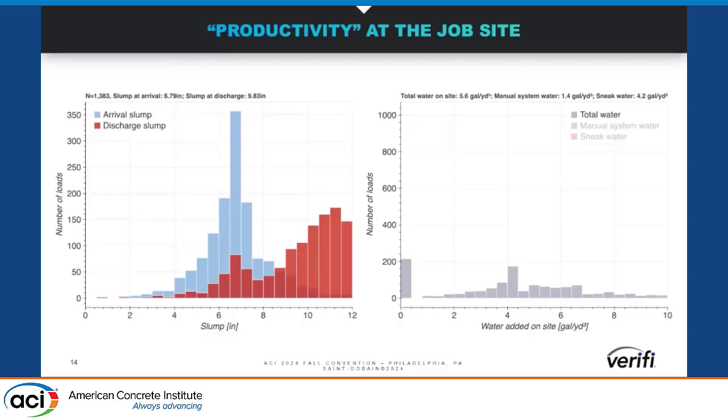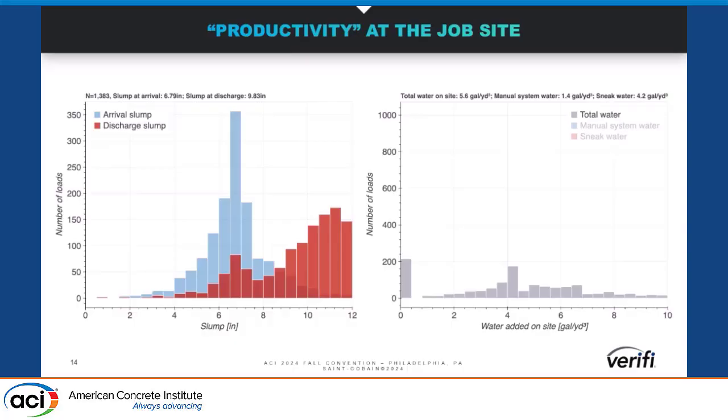So let's go back to the slump. You see there, again, delivered 6.5, 7, discharged at a 10. So let's just see where the water is being added. So this is, again, as a histogram. There's a mildly small bar at 0. Ideally, you want to see 0 there the whole time, right? You don't want to be adding water on here.